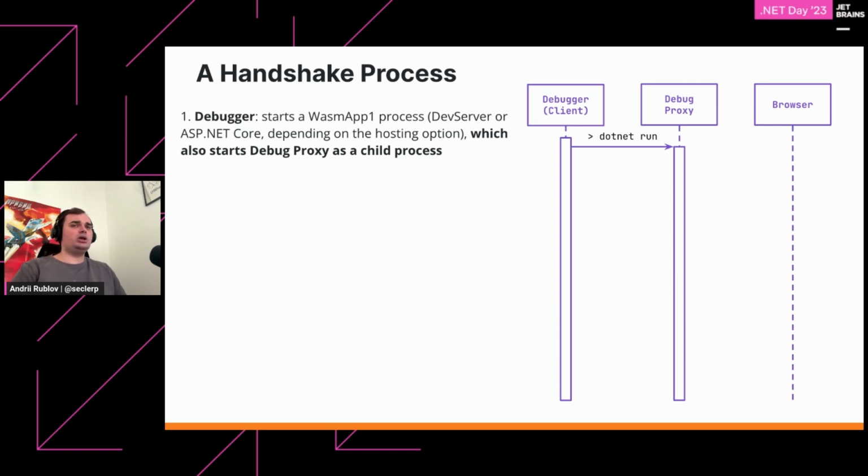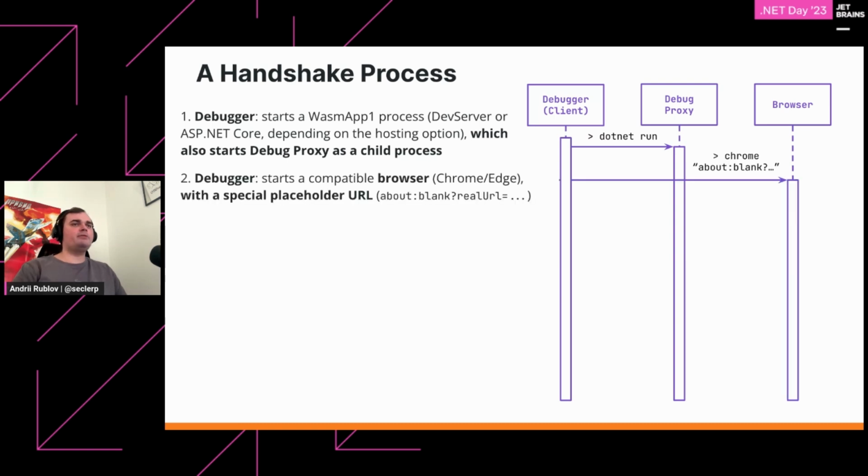As a result, we have Debug Proxy as in one of the previous slides with tree. After waiting for the application to start, we check this using a special HTTP health check. The debugger client starts the browser in debug mode. Currently, only the Chromium family of browsers is supported because of limitations and restrictions of the Debug Proxy protocol itself.